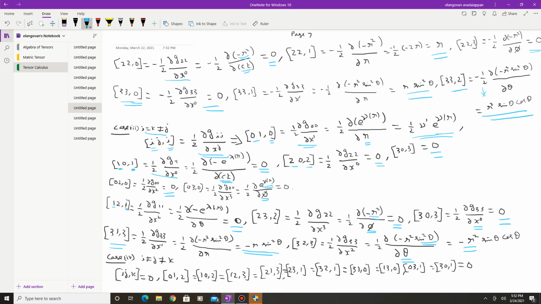Now let us take case 4, where i is not equal to j, which is not equal to k. In this case, this value is 0. This is already shown. So R102, R123, R213, R231, R321, 310, 130, 031, 300, for all these the values are 0. So whenever i, j, k are different, these values are 0.